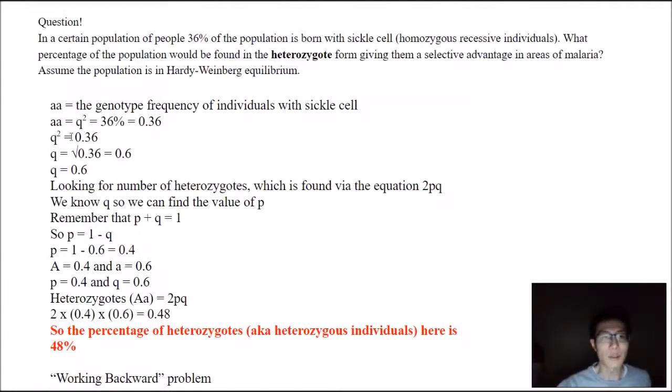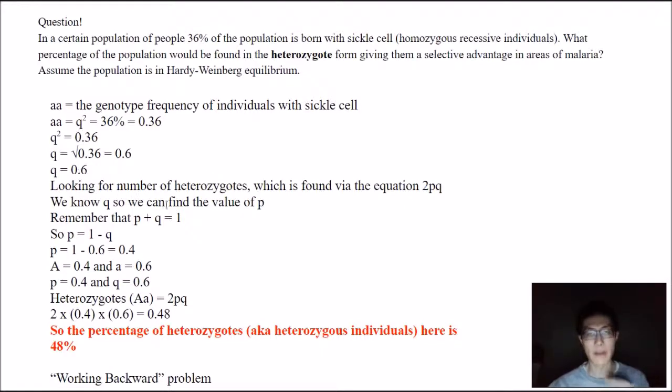So we know that q squared is 0.36 because that's the frequency of individuals with sickle cell disease, which is homozygous recessive, and we're looking for the heterozygotes. So we know q squared is 0.36. We can easily find q by square rooting 0.36, which will give us 0.6. So our q value is 0.6.